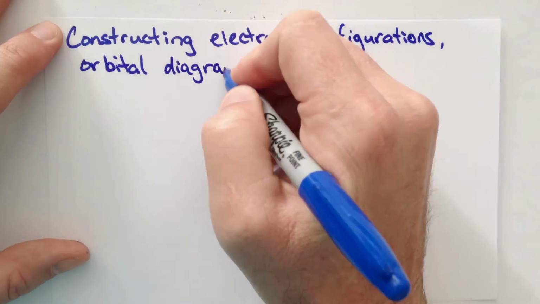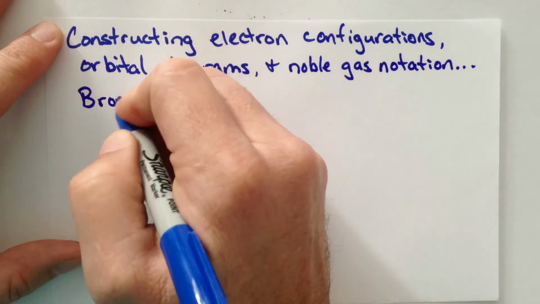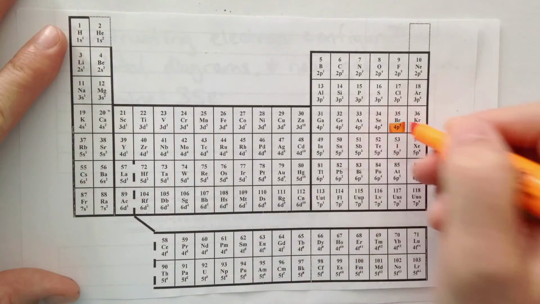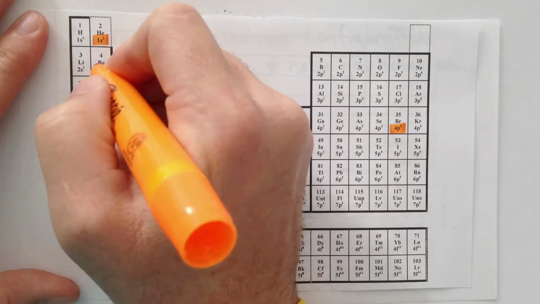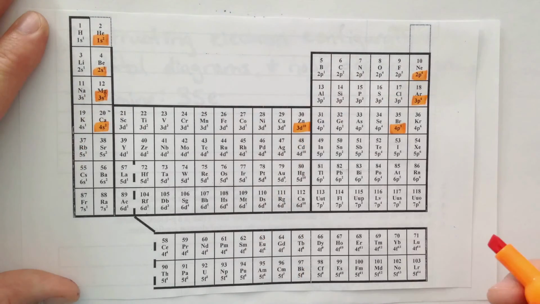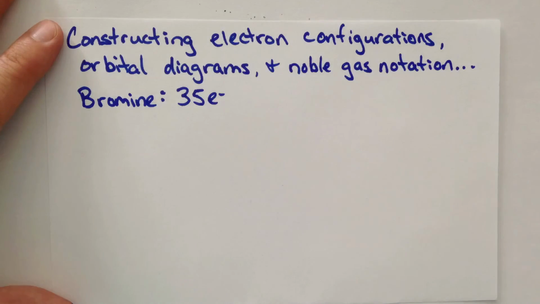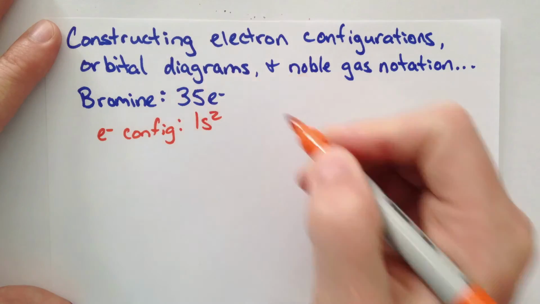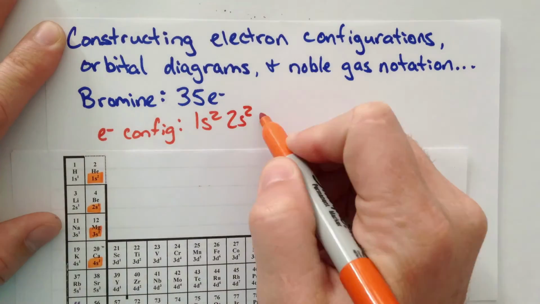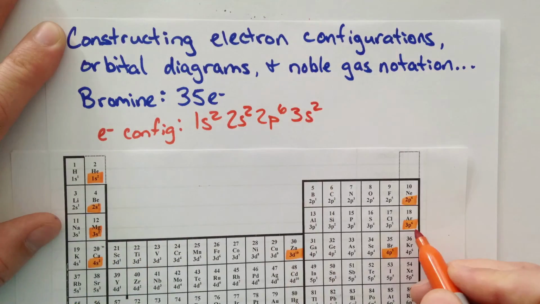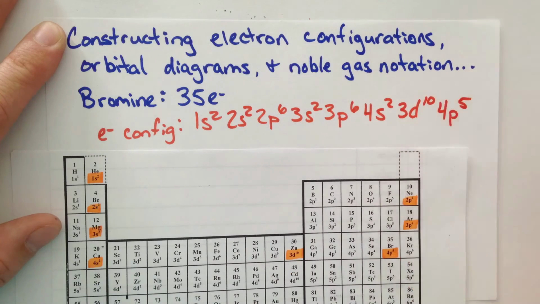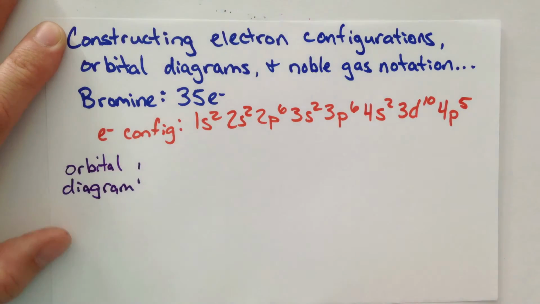Next, let's construct electron configurations, orbital diagrams, and noble gas notation for bromine with 35 electrons. First, let's locate bromine on the periodic table, and then identify every element at the end of each block until we get to bromine. Next, let's go ahead and write down the electron configuration. We start with 1s2, followed by 2s2, 2p6, 3s2, 3p6, 4s2, 3d10, 4p5. You can pause the video now to write it down.